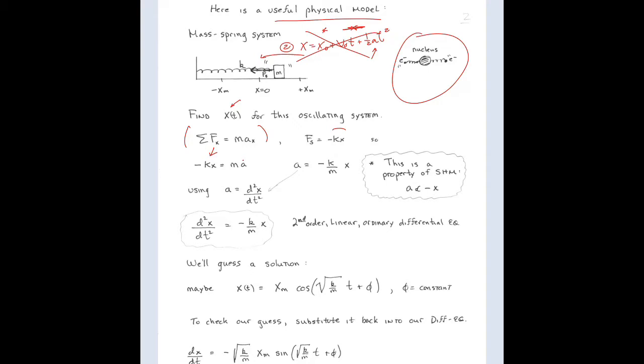We're going to see in this chapter that this is a property of simple harmonic motion. If you find that the acceleration is proportional to minus the position, then you have reason to believe that you have a simple harmonic oscillator, and it exhibits simple harmonic motion. So that's the form that we're going to be looking at. I wrote acceleration as the second derivative of position, so I put that right there.